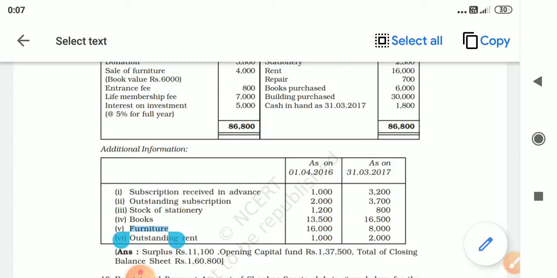Because if closing balance is not given, we have to calculate closing balance. But in this question, closing balance is given. So the balancing figure is depreciation. Now I'll tell you how to arrive at it. First we will see building.